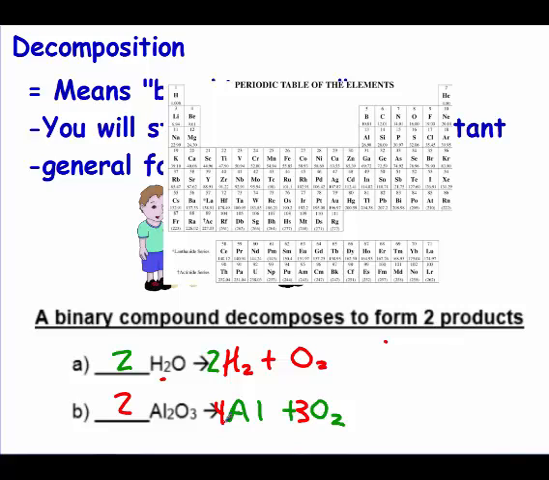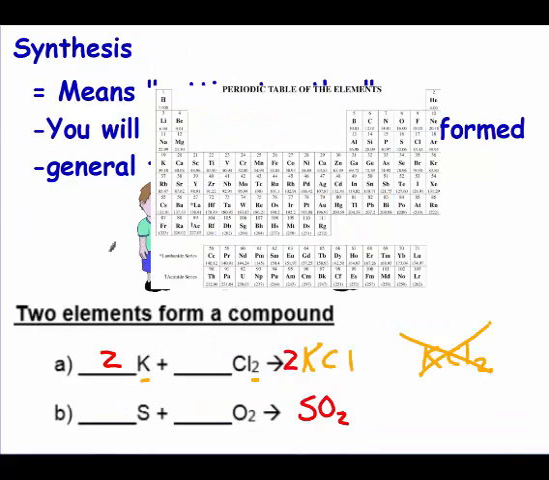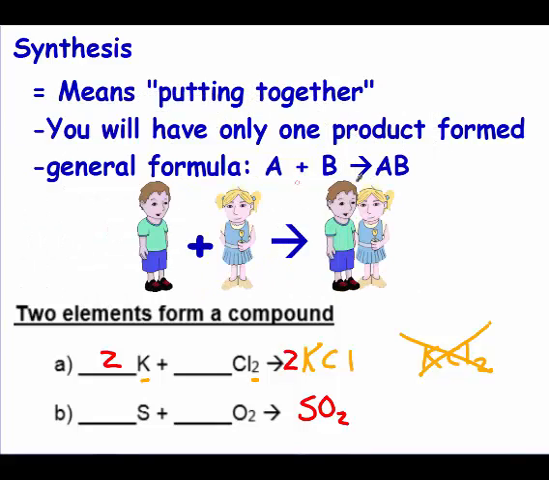For synthesis and decomp, those are the only 2 kinds of examples you would see on a test or quiz or worksheet. But if I ask you to identify if something is a synthesis or decomp reaction, it may not be a simple one like the ones that you're predicting. You'll know that it's a decomp reaction because you'll have 1 reactant. And you'll know that it's a synthesis reaction because it'll have 1 product.